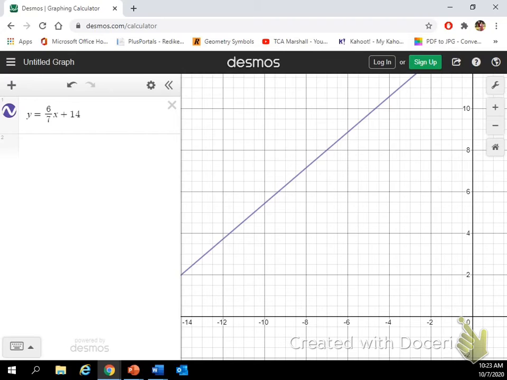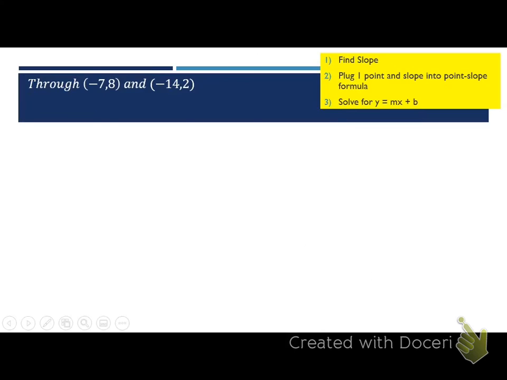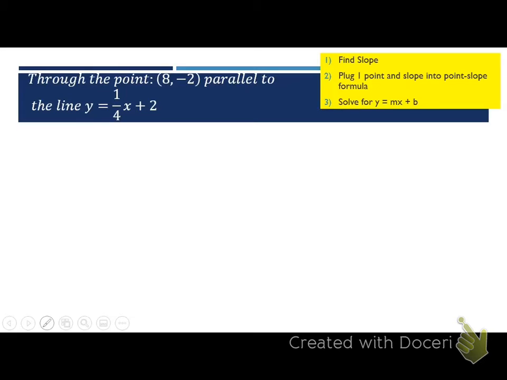Negative 7, 8. Negative 7, 8, and then the other one was negative 14, 2. Well, it's there. There it is. Negative 14, 2. So you get it. All right. The next two, you should like. There's not very much pizzazz to it.